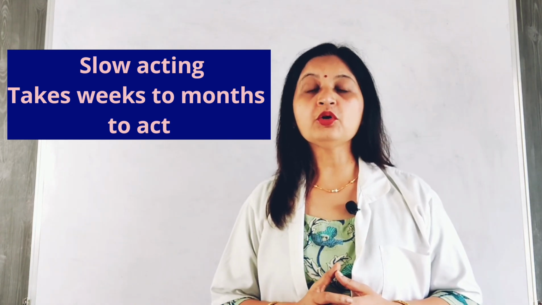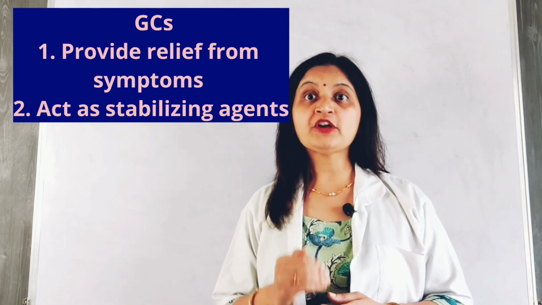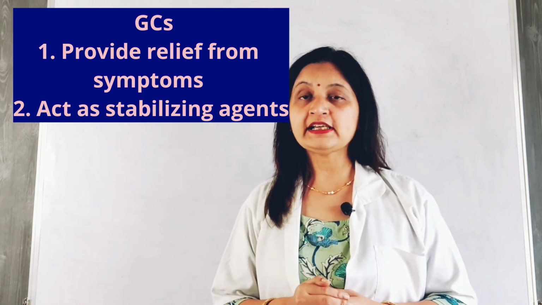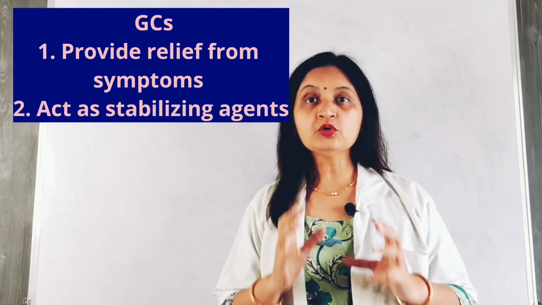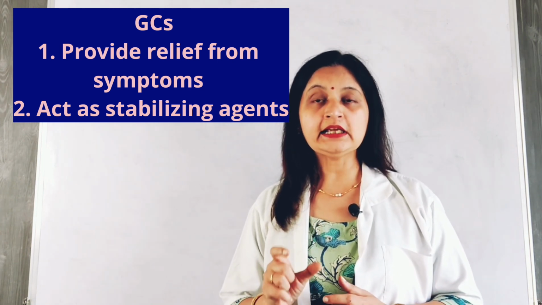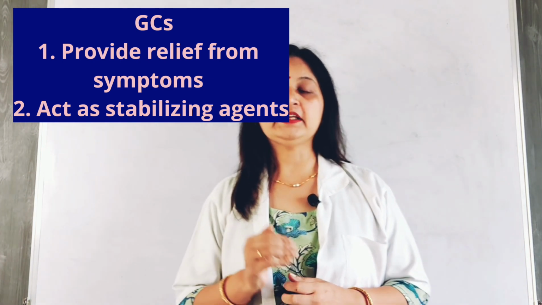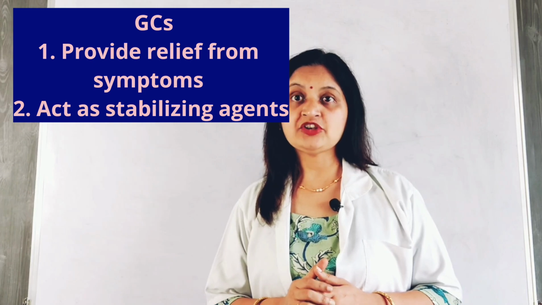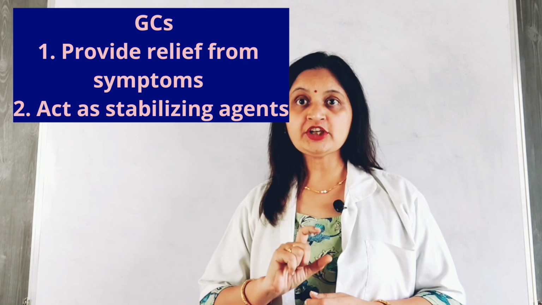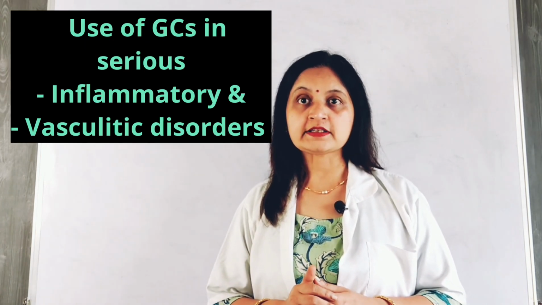So in this situation, glucocorticoids can be used to provide immediate relief from symptoms of the joint disease when the patient fails to respond to first-line treatments such as physiotherapy or non-steroidal anti-inflammatory drugs. So glucocorticoids act as stabilizing agents and provide relief from symptoms until the disease-modifying anti-rheumatic drugs take full therapeutic effect. They reduce the progression of the disease, and help to bridge the time between the initiation of therapy and the clinical response to disease-modifying anti-rheumatic drugs.